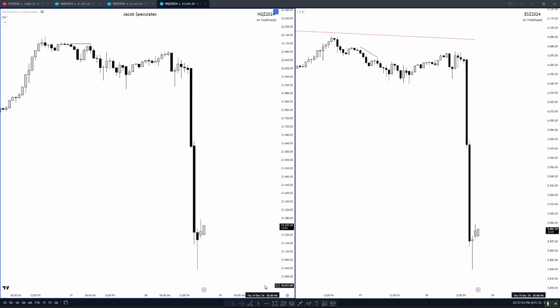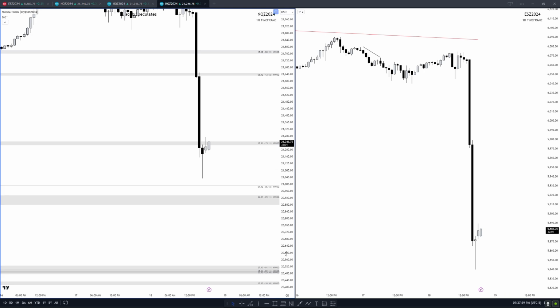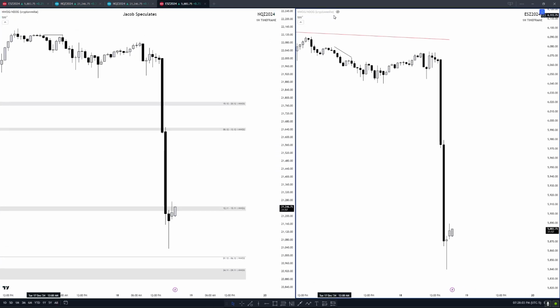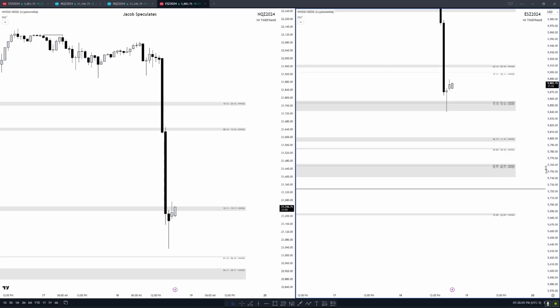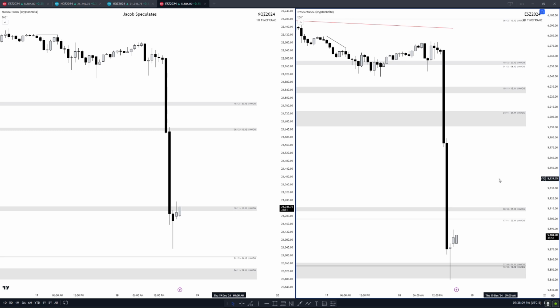If we wanted to trade the short continuation, what should we look for? Number one, wait for time to be aligned. So the time you should look to enter should be close to the time that a news event releases.